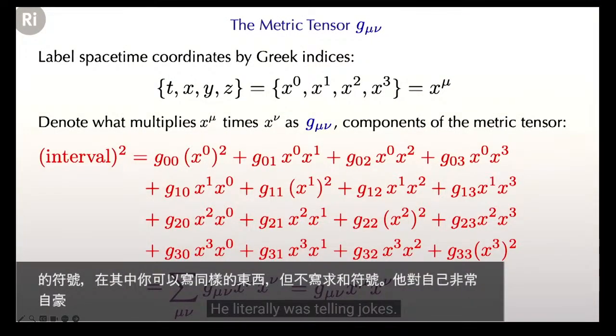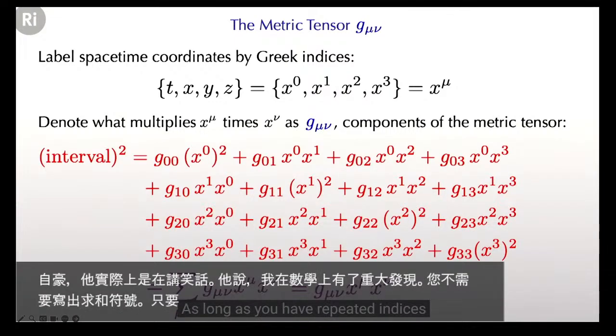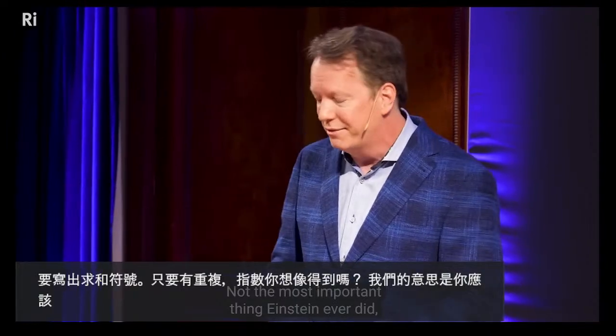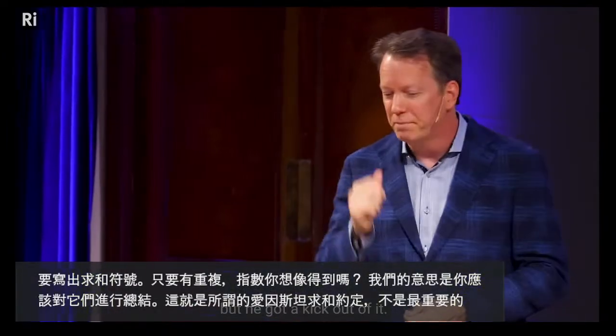He literally was telling jokes. He said, I've made a great discovery in mathematics. You don't need to write the summation sign. As long as you have repeated indices, you imagine that we mean you should be summing over them. This is called the Einstein summation convention. Not the most important thing Einstein ever did, but he got a kick out of it.